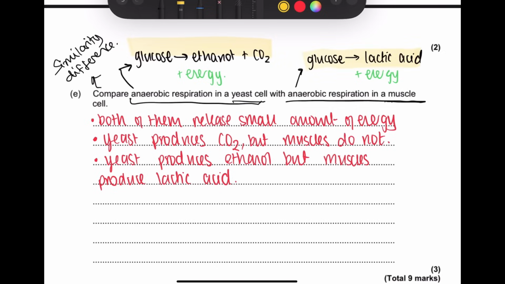And in muscle cell, it's glucose and it creates lactic acid. So what we can say is the similarity is that both of them release small amounts of energy. That's the similarity. However, the difference is that we can see that yeast produces CO2. This does not have CO2. And yeast also produces ethanol, while glucose produces lactic acid. You can also say that yeast cell has 2 products formed, while glucose only has 1.